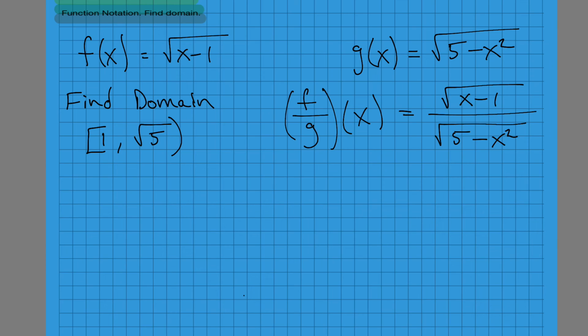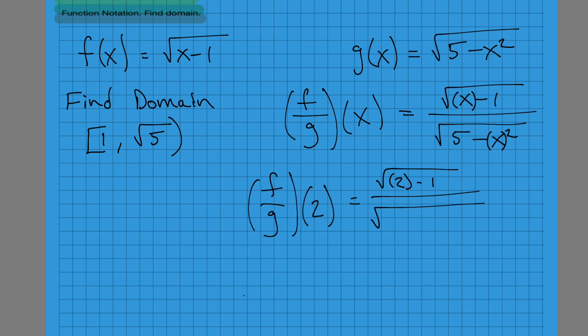What about f over g of 2? So we plug in the number 2. Everywhere there's an x, what I recommend doing is putting parentheses around the x, just the x itself, and then plugging in the 2 everywhere you have this. So we're going to have square root of 2 minus 1 divided by square root of 5 minus 2 squared.